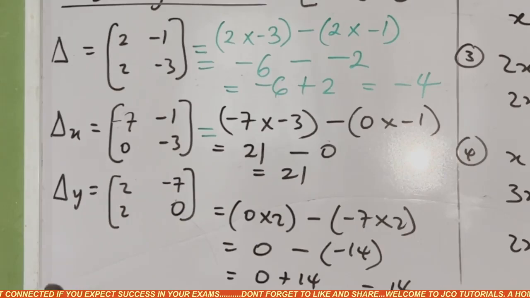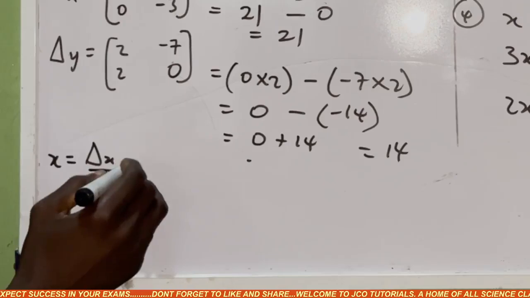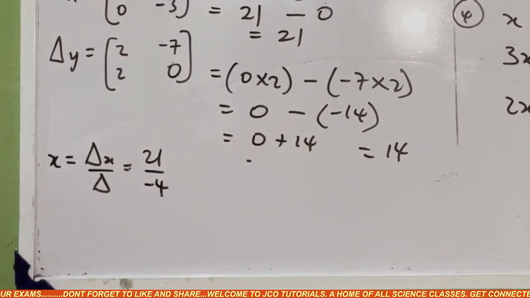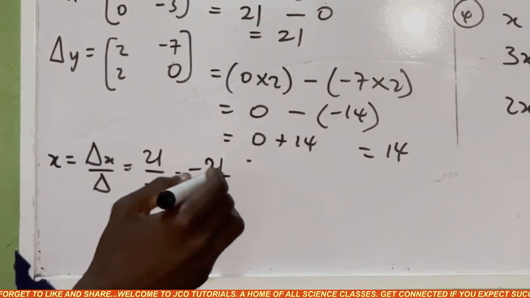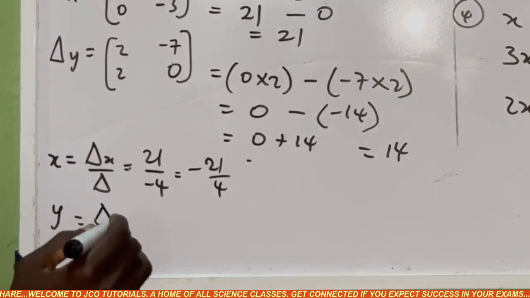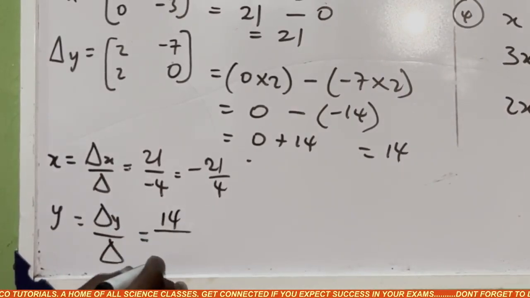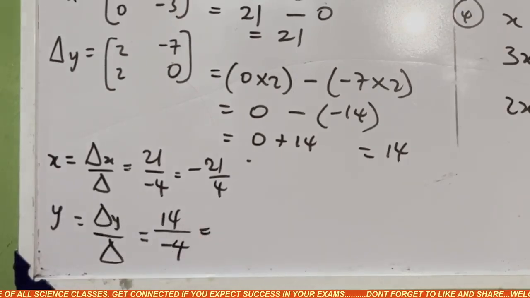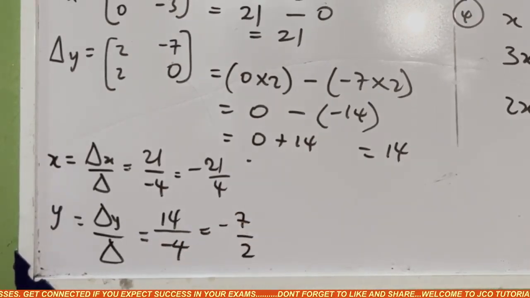Now let's check the value of x. X is determinant of x over determinant. What's determinant of x? 21. What is determinant? Minus 4. Nothing can divide, so your answer remains minus 21 over 4. What is your value of y? Determinant of y over determinant. What's the determinant of y? 14. What is your determinant? Minus 4. What can divide? 2 can divide. It gives me minus 7 over 2.